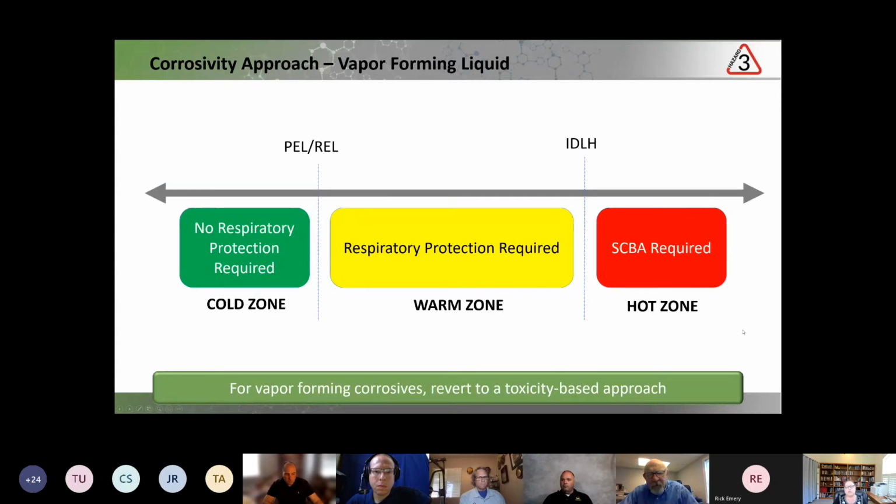Now, if we did a corrosivity approach, we have to first look at the chemical and say, is it vapor forming or is it non-vapor forming? If it's vapor forming, then we just revert back to a toxicity-based approach, because vapor forming liquids actually have permissible exposure limits and IDLH values. So in this case, use the same thing we did for toxicity.